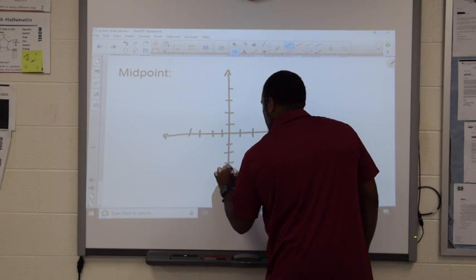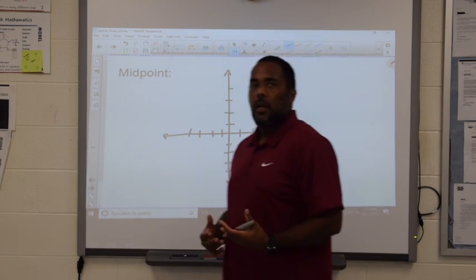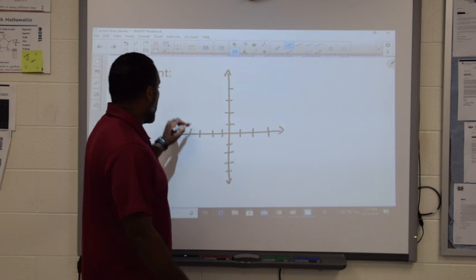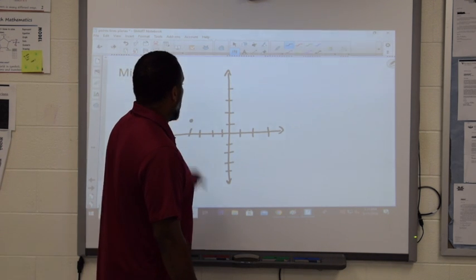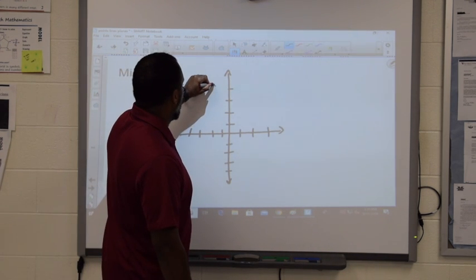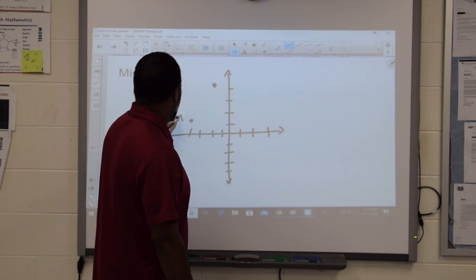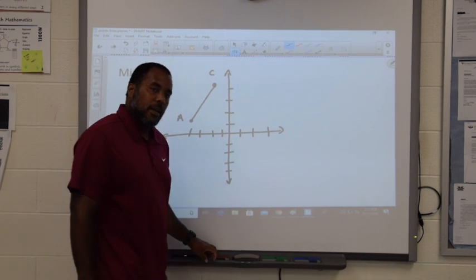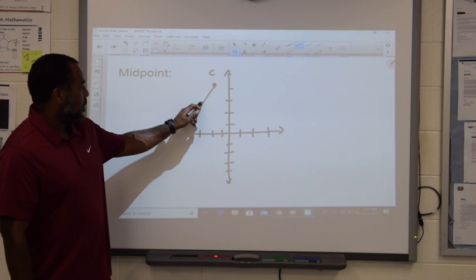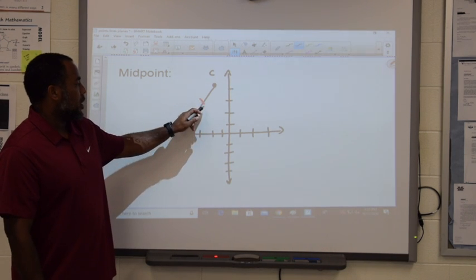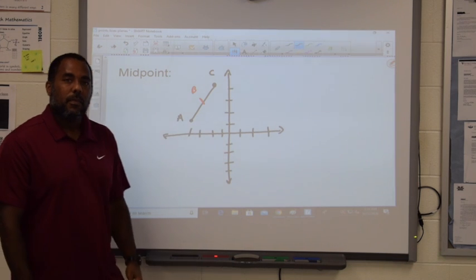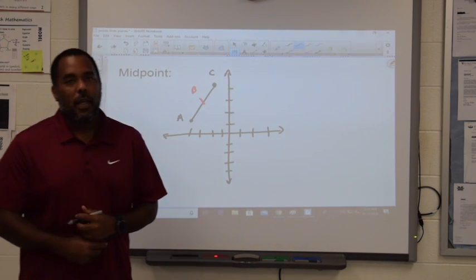We're going to talk about two different ways in which we can come up with this. One would be, what if you have a point and an endpoint, and you're trying to find the point in the middle. Is it here? Is it right there? How do I find what B is? That's going to be one case.